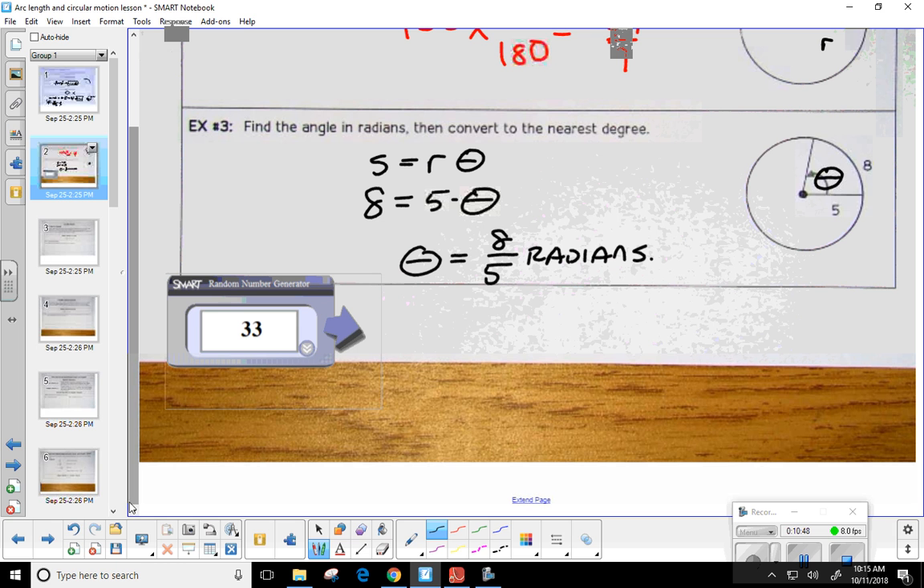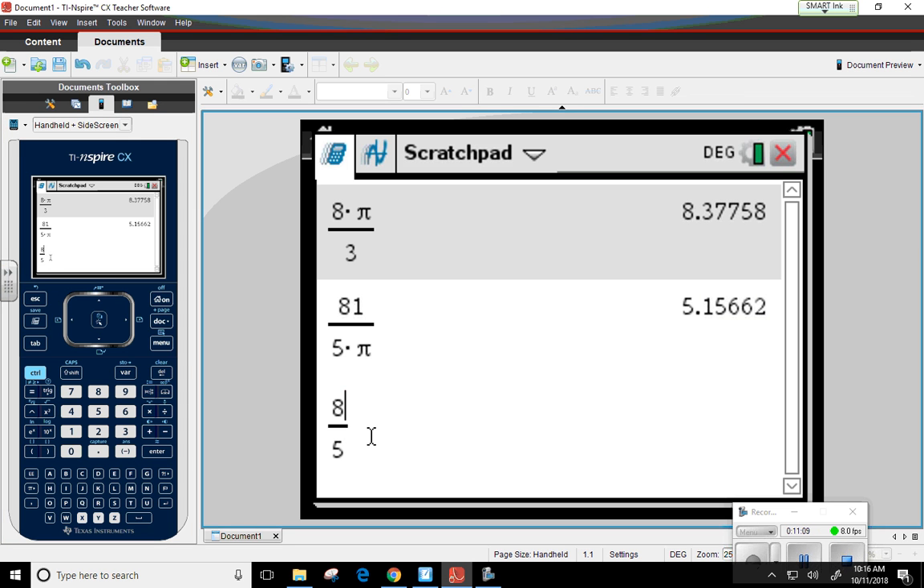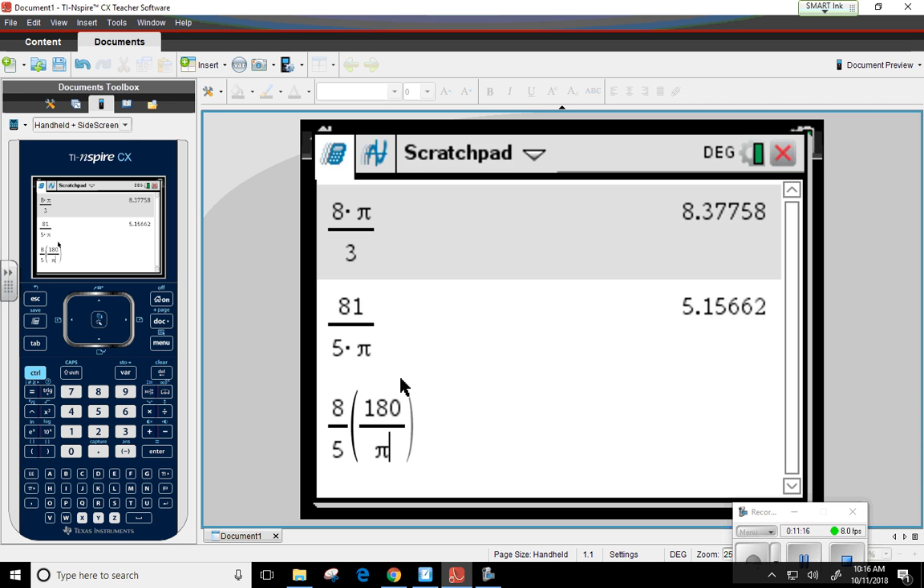How do I do that? There you go. It was 180 over pi. So 8/5 times 180 over pi. Okay. So I'll just go ahead and multiply these out. So we have 8/5 times, let's get out there, parentheses, I'll put it in a fraction, 180 over pi. Okay. So what should I get when I convert it to degrees?